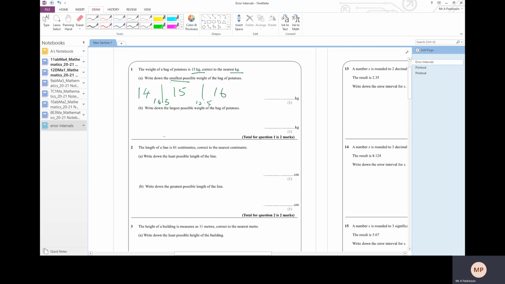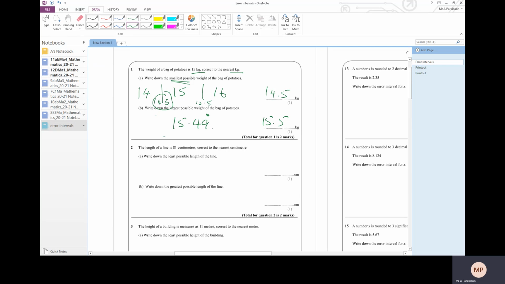Now, what is the smallest possible weight of the bag? 14.5. What is the largest possible weight of the bag? Here's where you get confused, because a lot of people say it can't be 15.5, it's got to be 15.49 recurring. If you write that, you don't actually get the mark, because it's after 15.5, the upper bound, which is 15.5.